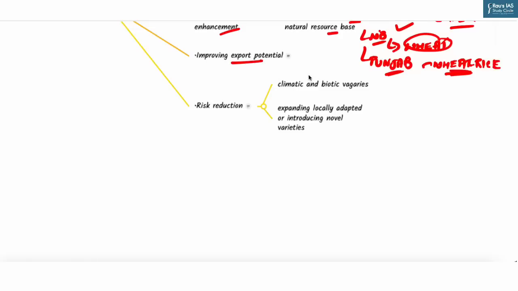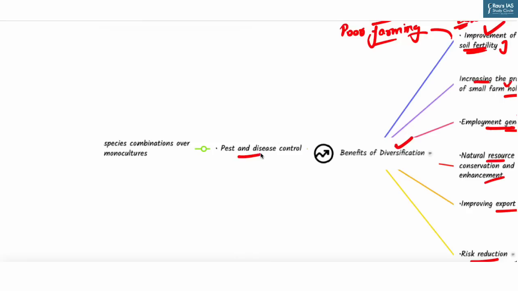Next is improving export potential. To increase export potential, it is very much essential to adopt diversification in the cropping system. Next is risk reduction. Crop diversification is very much responsive to climatic and biotic vagaries, particularly in fragile ecosystems, by expanding locally adapted or introducing novel varieties. And the related production systems will help resource-poor farmers improve their food security and income generation while also protecting the environment. Last but not the least, pest and disease control.